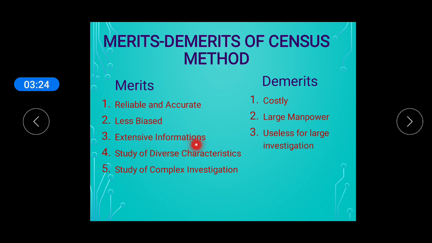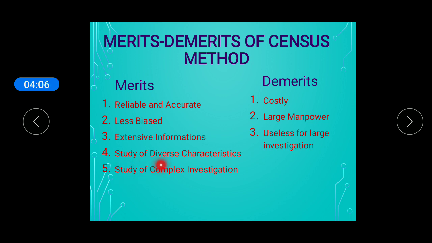Next is extensive information. Dear students, this method provides extensive information covering many facts of the problem. For example, in a population census, it is not only the number of persons which is counted, but information like the number of males and females, age, marital status, educational and occupational level, income and health conditions, etc. are also obtained. So it gives extensive information to the investigator.